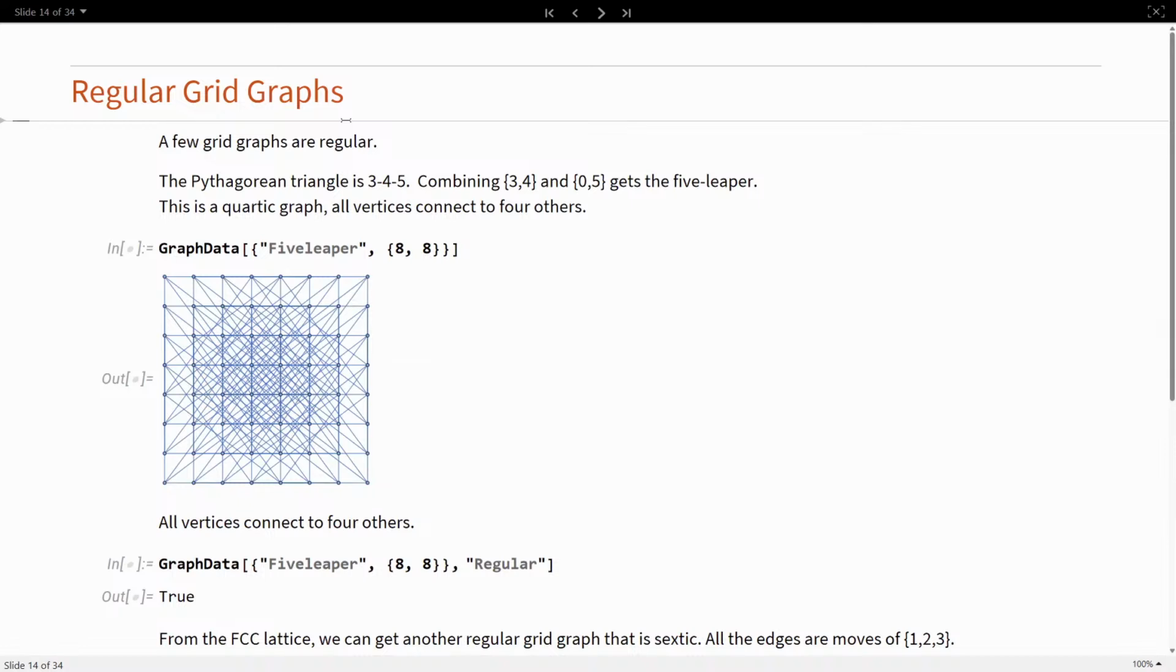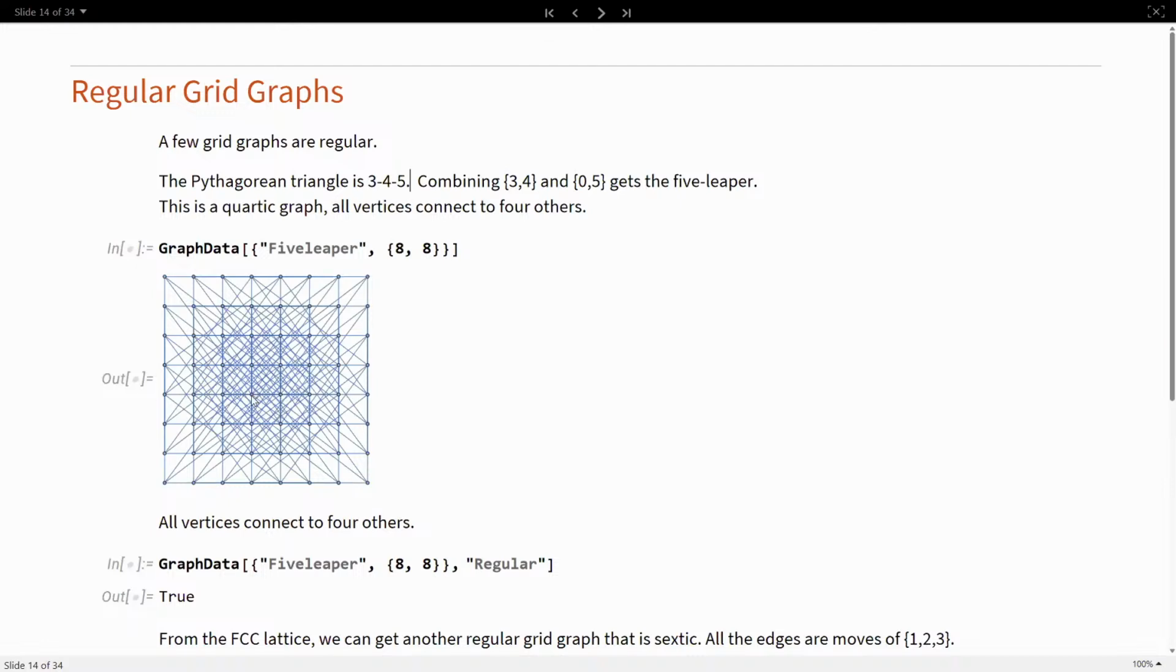So I mentioned the Grabarchuk graph. Are there any other regular graphs that come out of grid graphs? Well, one of the curiosities is the 5-leaper on the chessboard. The Pythagorean triangle is a 3, 4, 5 triangle with legs of 3 and 4 and a hypotenuse of 5, because 3 squared plus 4 squared equals 5 squared. If you combine a 3-4 move and a 0-5 move, you get the 5-leaper.